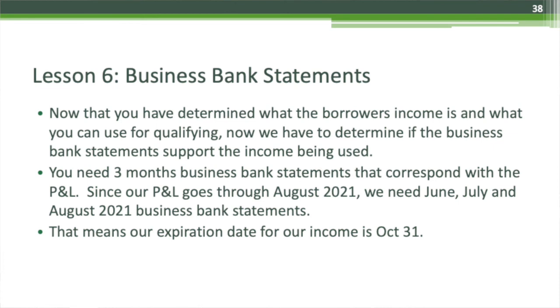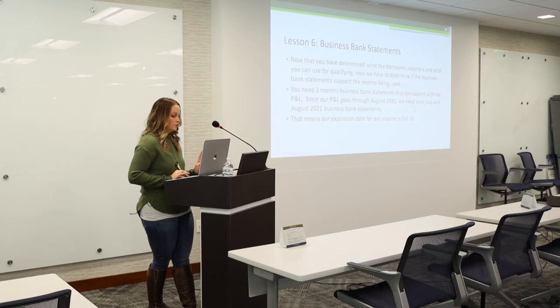So you need 3 months as of right now. And so for instance, our P&L that we just looked at is through August, so we would need June, July, and August business bank statements. Again, they would now be expired, but this is just an example. So with those business bank statements, if they go through August, our expiration date would be October 31st for the 2 months.